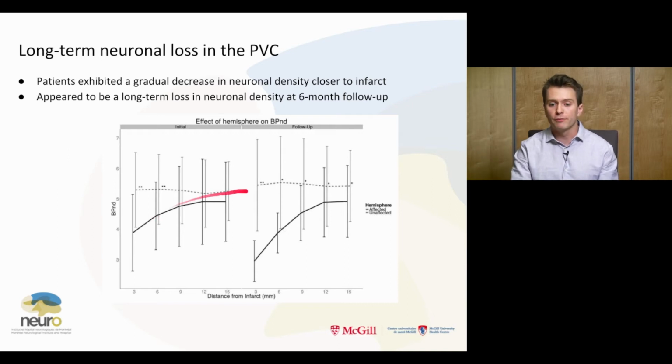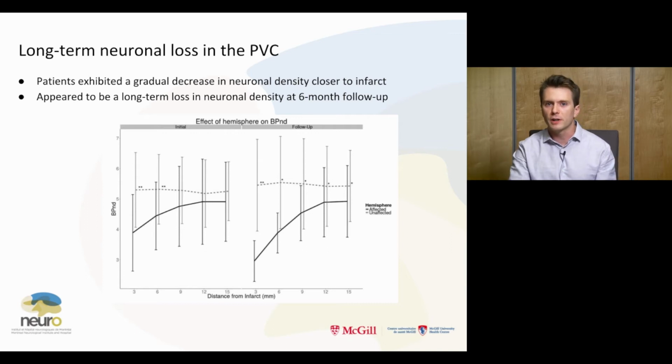Now, when we go to the follow-up study, what we see is an increase in the difference between the unaffected region and the affected region. So what this means is that we have decreased GABA receptor binding in the affected hemisphere, and this correlates to a decrease in neuronal density. So essentially what we have is long-term neuronal loss 6 months after the stroke.